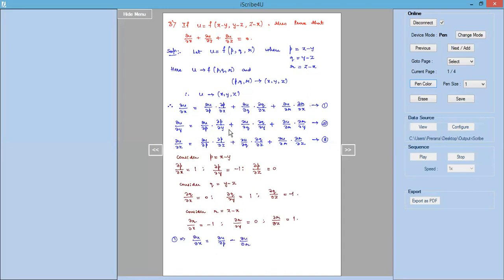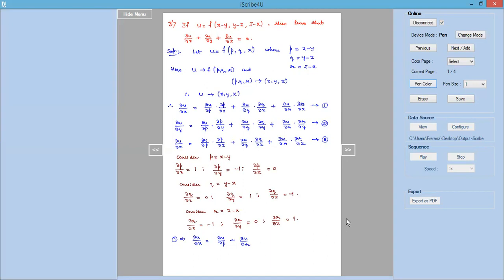Let me explain how this is coming. So ∂p/∂x I have substituted as 1. So 1 into ∂u/∂p is ∂u/∂p. Then the middle term ∂q/∂x, we have obtained the partial derivative as 0. So 0 into ∂u/∂q gives us 0. And the last term ∂r/∂x is minus 1. So plus into minus, minus ∂u/∂r. So this is how substituting in equation 1 we are getting the expression.